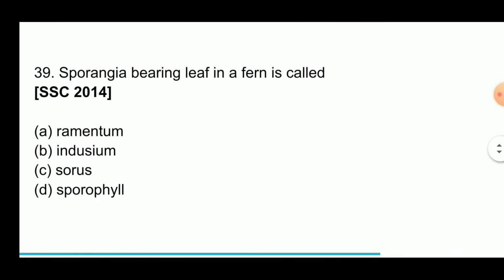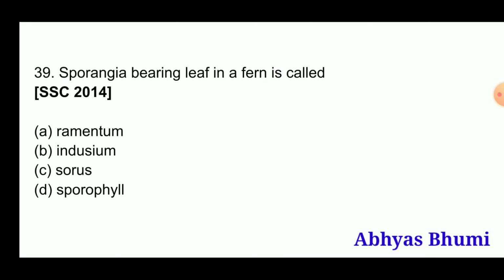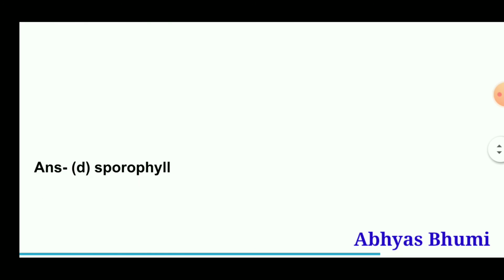Next question on your screen, a sporangia bearing leaf in a fern is called: option A, Ramentum. Option B, Indusium. Option C, Sorus. Option D, Sporophyll. Yes guys, tell me the right answer if you know. Yes guys, option D, Sporophyll. Sporophyll is the right answer. Okay, turn for the next question.